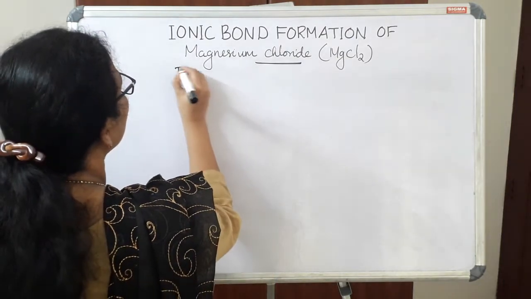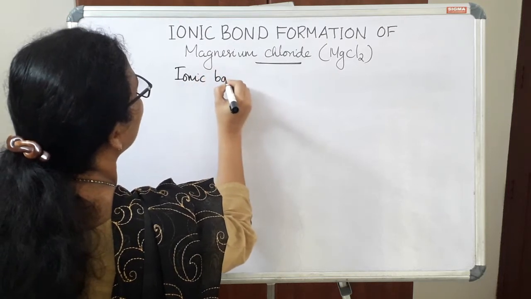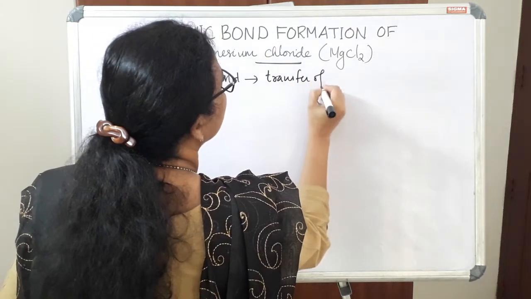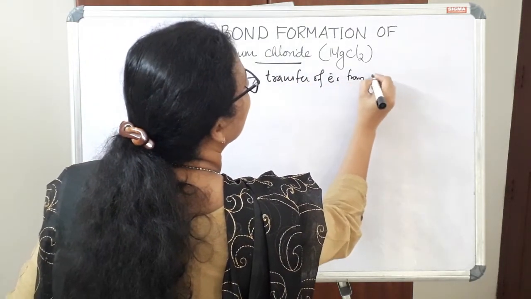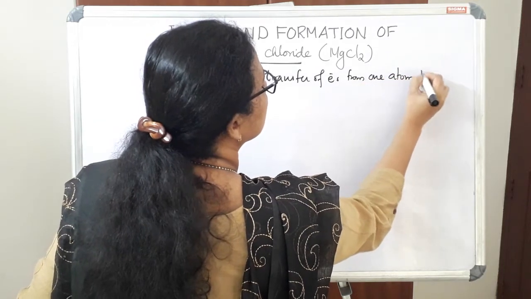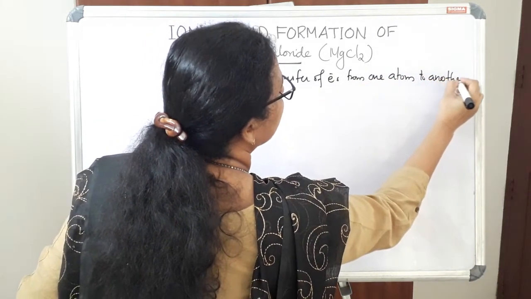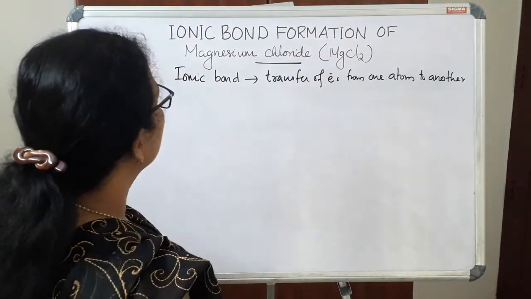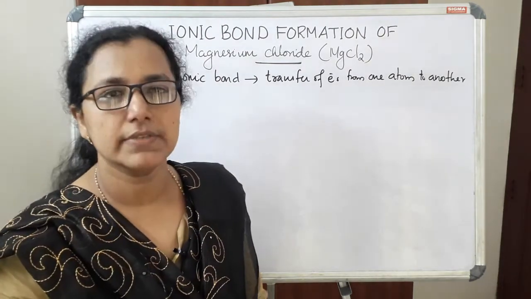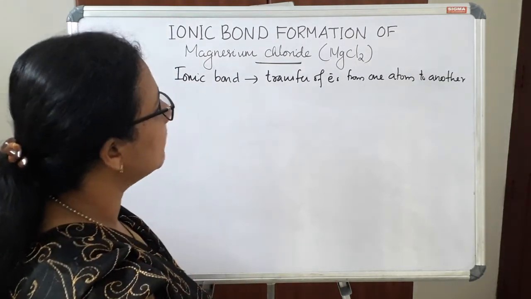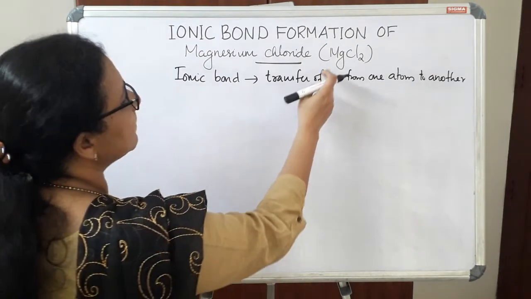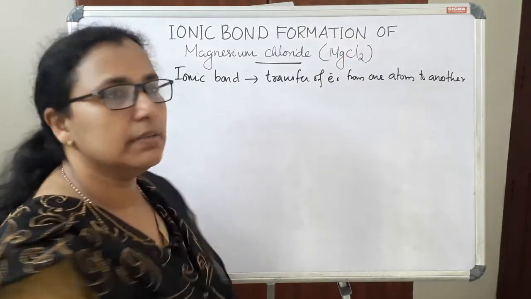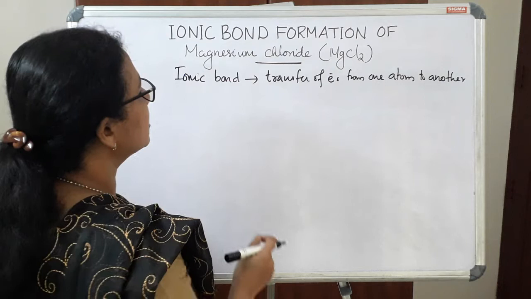So you know that an ionic bond is formed by transfer of electrons from one atom to another. So the ionic bond is actually formed by transfer of electrons from one atom to another. Now let us see how that electron transfer takes place between magnesium and chlorine, the two atoms present in magnesium chloride.